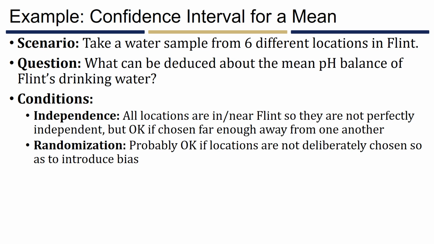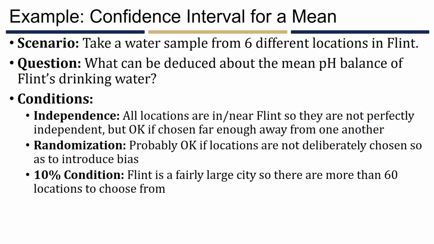As with the independence condition, the randomization condition is probably going to be okay if we don't deliberately choose specific locations so as to introduce bias. So we may look to choose locations that are far enough away from one another, but we don't want to specifically choose locations that we know are going to have unusually high or unusually low pH balances. And Flint is a fairly large city, so there are definitely more than 60 locations that we could choose from, so by taking a random sample of size 6, the 10% condition is also going to be satisfied.